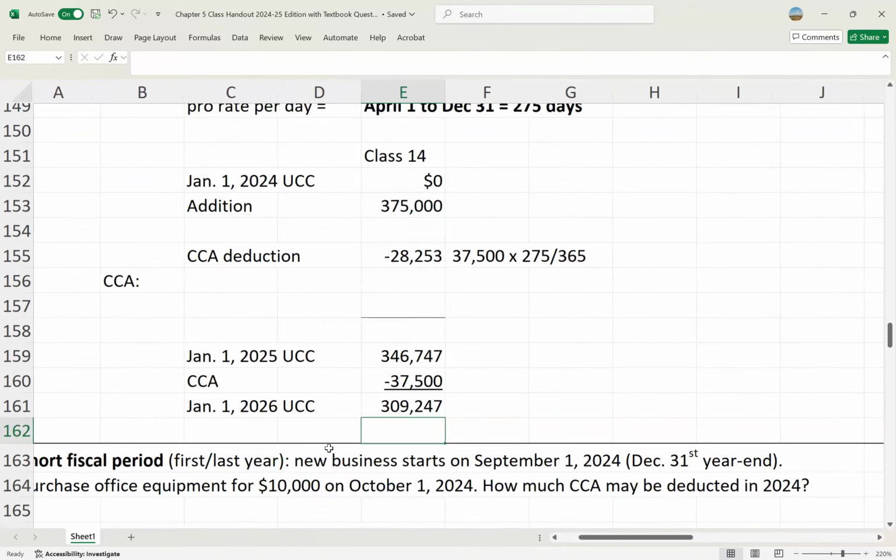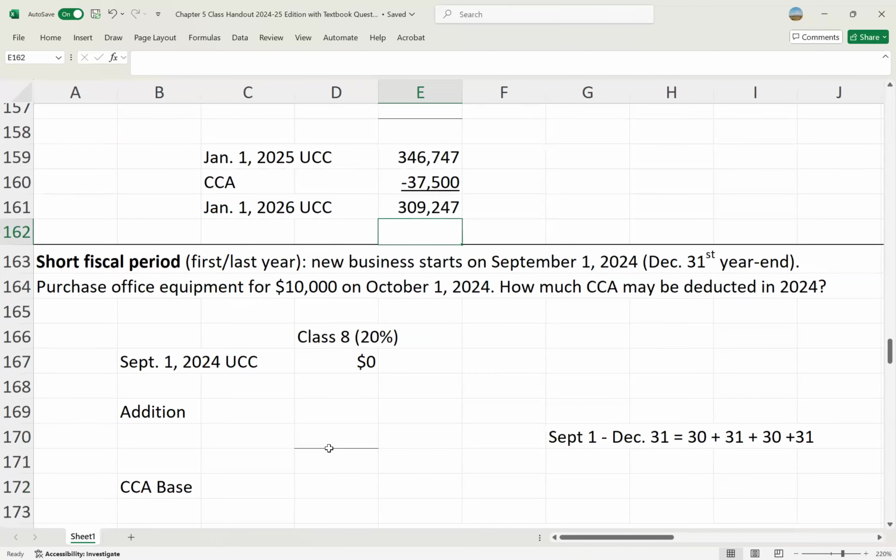Another rule talks about short fiscal period. A short fiscal period is usually going to be either the first year or the last year where they don't have a full fiscal year. And so whenever there's a short fiscal period, the CCA also has to be prorated for that short fiscal period. So let's look at this example here. This new business starts on September the 1st. So their year end is December 31st. So normally their fiscal year goes from January 1st to December 31st, but they have a short fiscal year because it's their first year of business of only September 1st to December 31st.